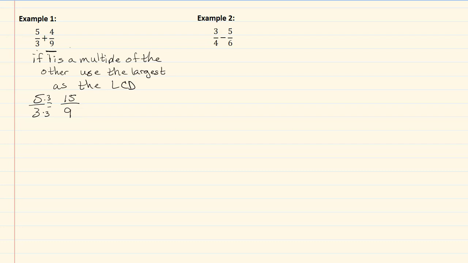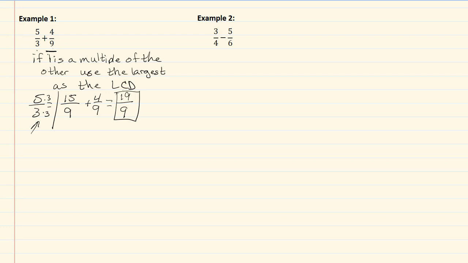Now, our 4/9 already had the common denominator, so I'm just going to bring that over here. Now I have, and I'm just going to draw a line here so I don't accidentally use anything that's on the other side of that. So I have 15 plus 4, which would give me 19, and then my denominator stays the same, so now I have 19/9. 19 is a prime number, so there's no common factors between 19 and 9, so that is my final answer.